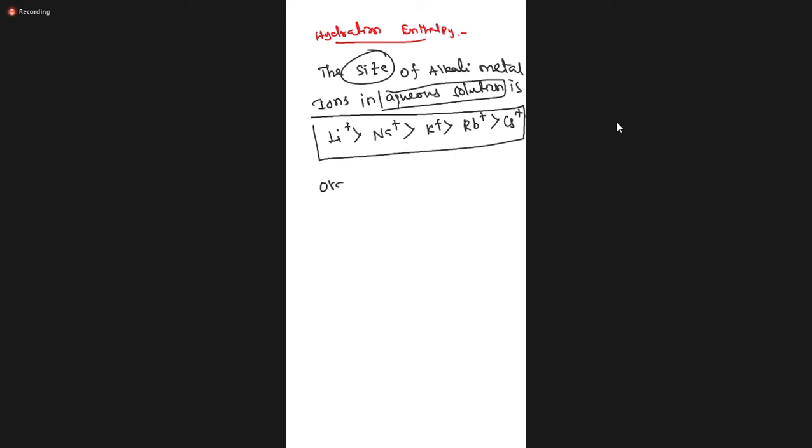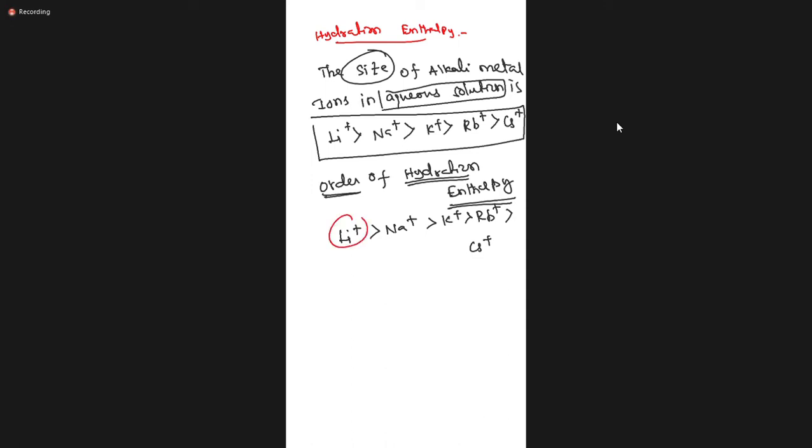Now we can write the order of hydration enthalpy: lithium plus is greater than sodium plus, greater than potassium plus, greater than Rb+, greater than Cs+. Is that clear? The size of alkali metal ions in aqueous solution: Li+ is the largest, Cs+ is the smallest. That's why Li+ has more hydration enthalpy compared with Cs+. So lithium plus has the highest hydration enthalpy.